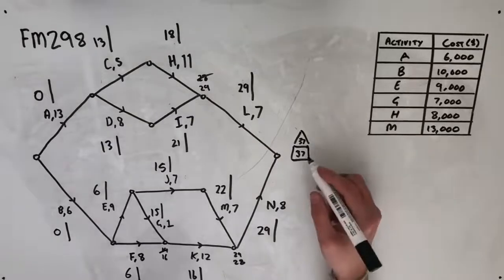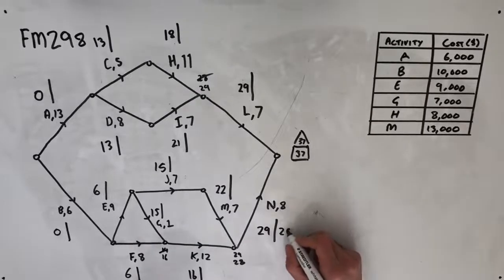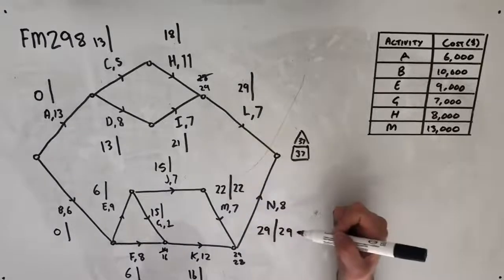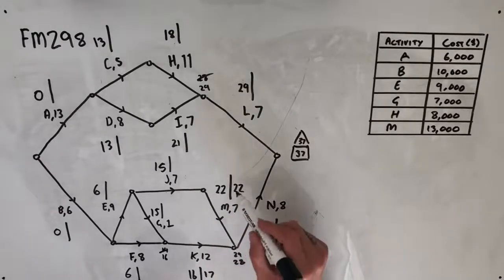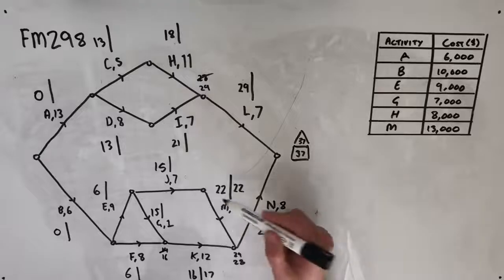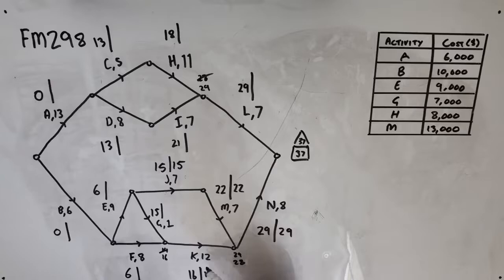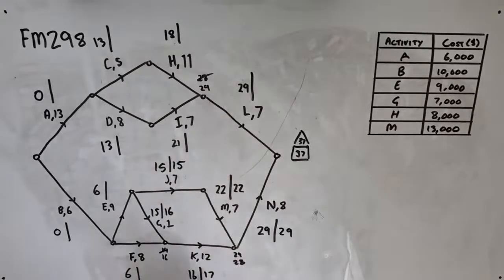Now for our backward scan, so 8 coming back from 37 brings us back down to 29. 7 back from 29 brings us back to 22. And 12 back from 29 takes us down to 17. Here for activity J, minusing 7 from our 22 lands us back at 15. Moving backwards from activity K, 1 back from 17 is going to land us with a latest starting time of 16. And 8 back from 17 is going to land us with a latest starting time of 9.